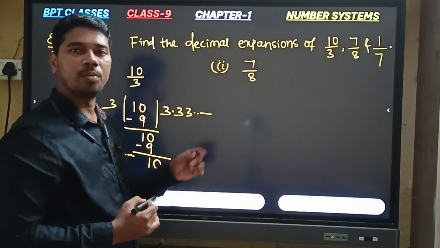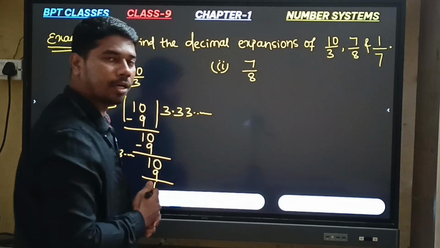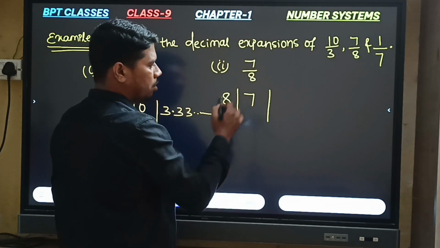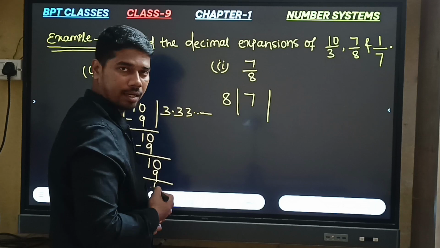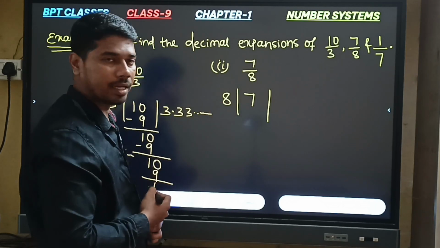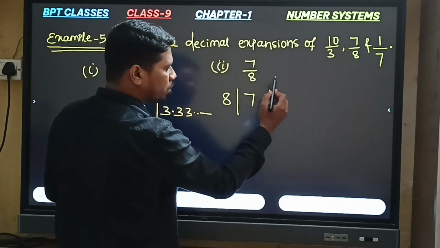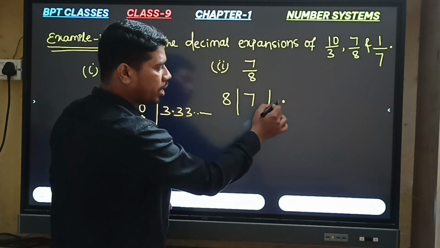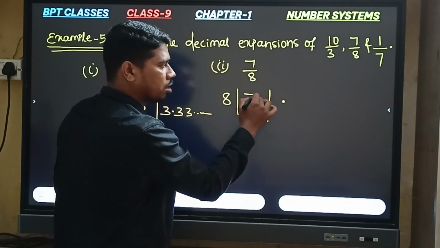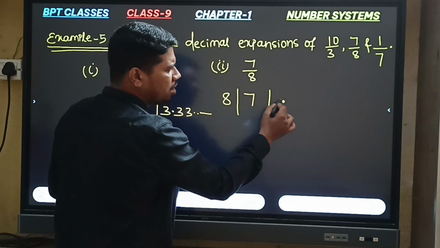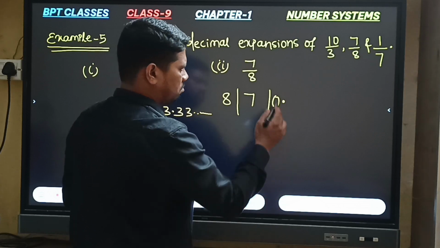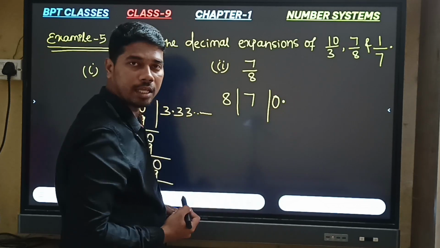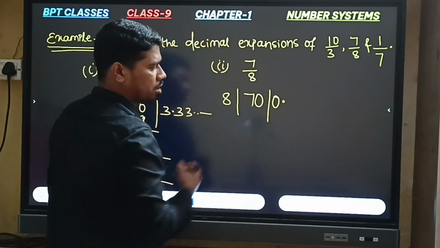So next, the second one is 7 by 8. 7 is the numerator, 8 is the denominator. So 7 divided by 8. 8 is greater than 7. So first of all, you must write the decimal point. If you write the decimal point, we can write 0 here. Before that you can write 0, then 7. Then if you put the decimal point, 0 will come here.